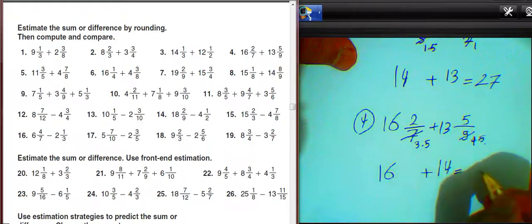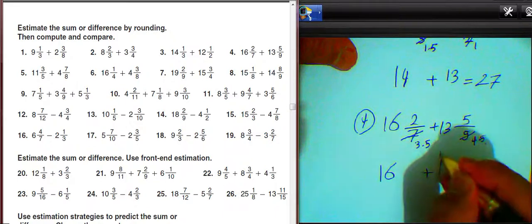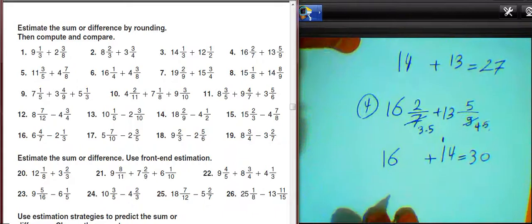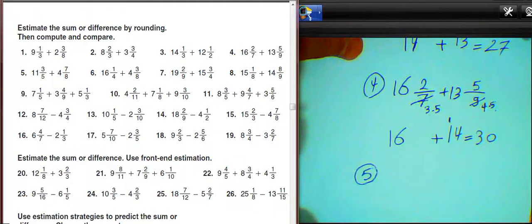6 plus 4 equals 10. 0, and carry 1. 2 plus 1 equals 3. So the result will be 30.